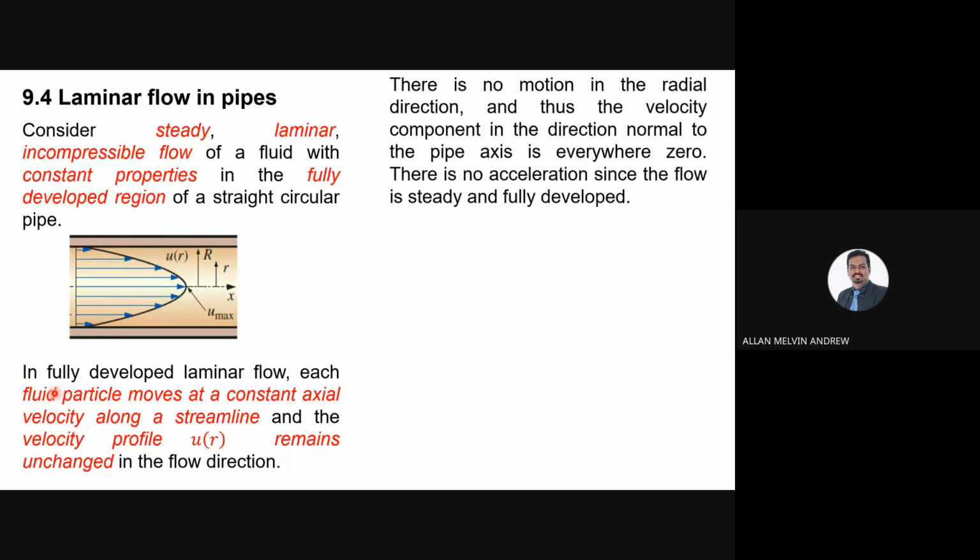Okay. So in fully developed laminar flow, each fluid particle moves at a constant axial velocity along a streamline, and the velocity profile u(r) remains unchanged in the flow direction. I already explained this, so it will be the same throughout the flow. So there is no motion in the radial direction, and thus the velocity component in the direction normal to the pipe axis is everywhere zero. Normal to the pipe means everything is moving in the direction of the flow, and nothing is moving upward. So we assume it to be zero.